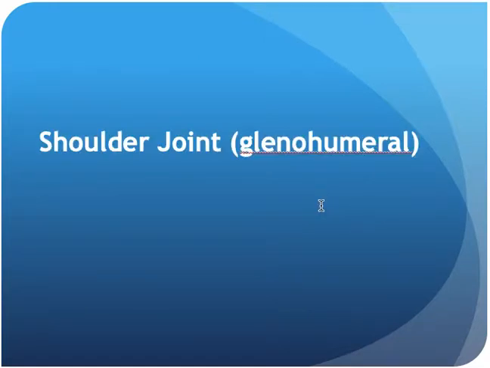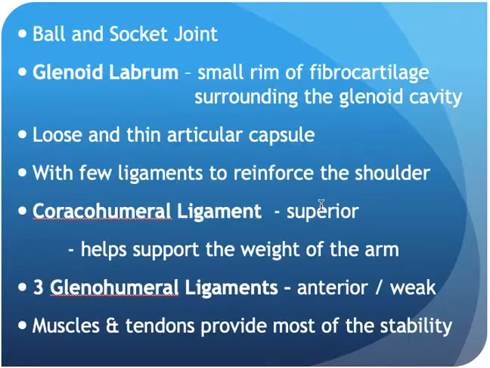Okay, so now we get to the shoulder joint, or the glenohumeral joint. So this is again my humerus coming up and fitting in this glenoid cavity on my scapula. So this is my ball and socket joint, which tells us that it's going to give me a ton of motion. I get this glenoid labrum, so we'll see it in a picture here, but it's kind of like the meniscus. It's a small rim of fibrocartilage surrounding the glenoid cavity. I get a loose and thin articular capsule. I get a few ligaments to reinforce the shoulder.